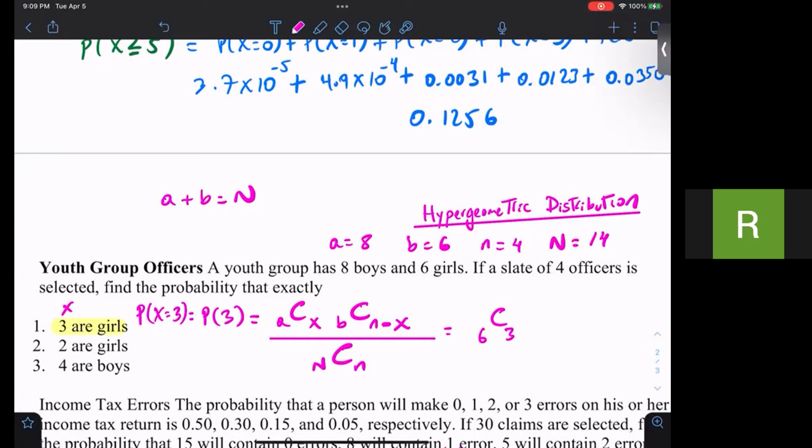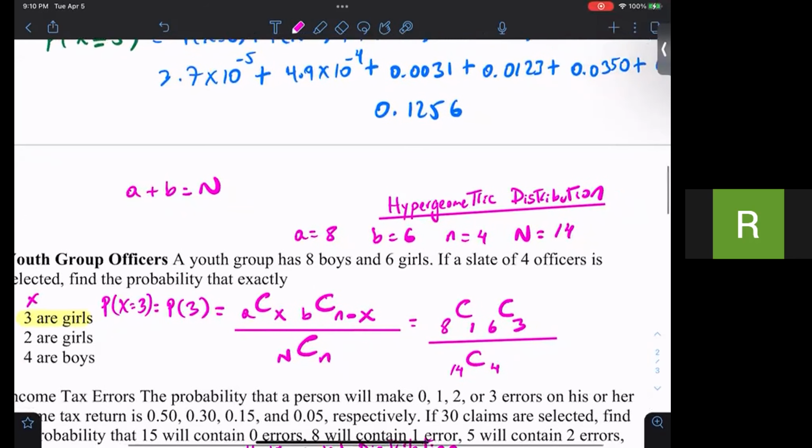Let me put this clearly for you. A is 8 boys, and since we're selecting 3 girls, that means 1 is a boy. So from the 6 girls, you choose 3, and from the 8 boys, you choose only 1. The population here is 14 and the sample size is 4. From this point, it's calculator work. You just put it in the calculator and you're done.